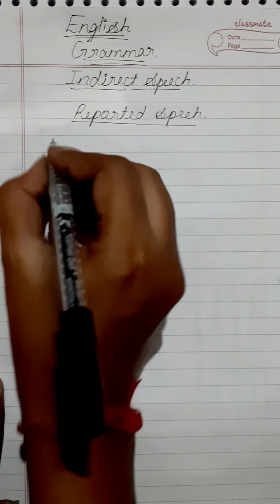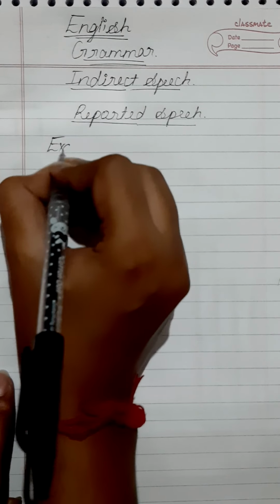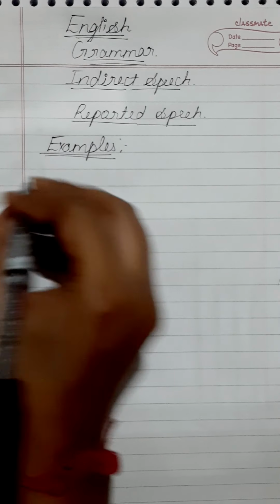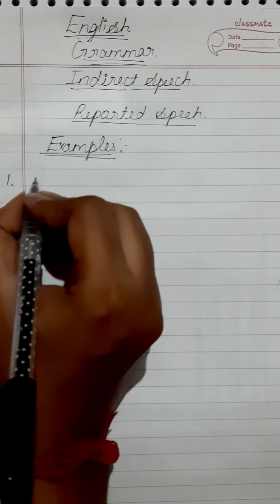Hello students, we are learning English grammar today. The topic is direct speech, indirect speech, which is also called reported speech. This is the third part of the video. In the first and the second part, we have seen the rules of conversion of direct speech into indirect speech. In this video, we will see some examples. Let us see the first example.